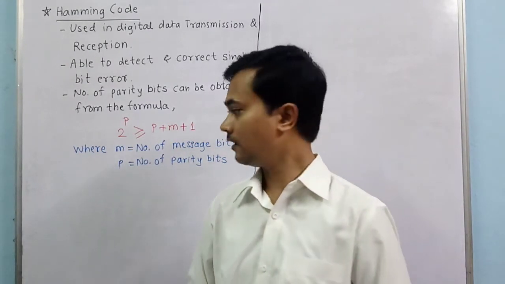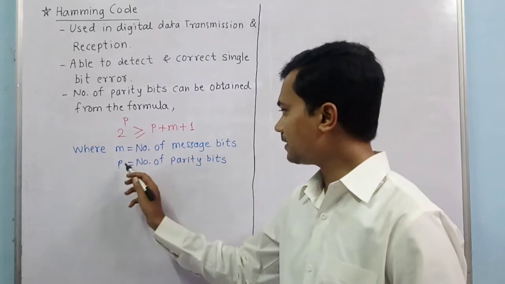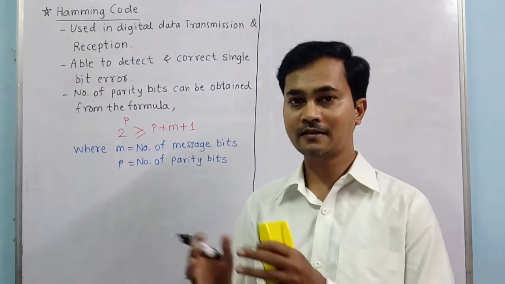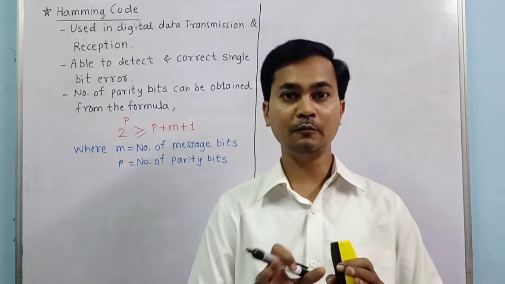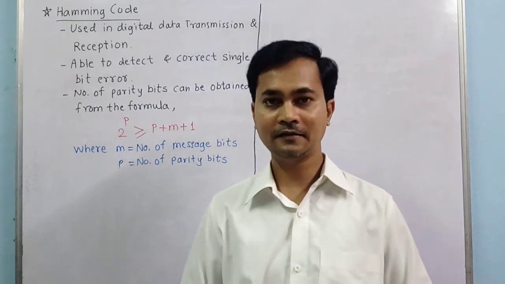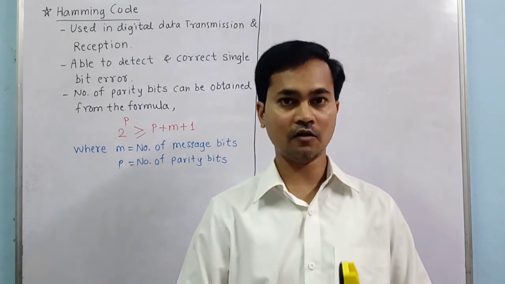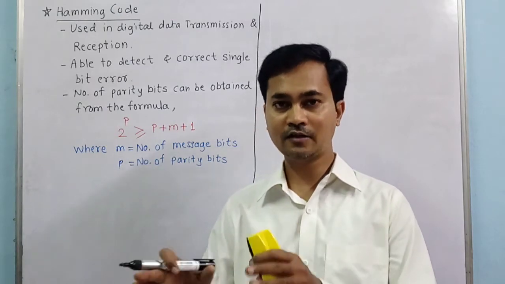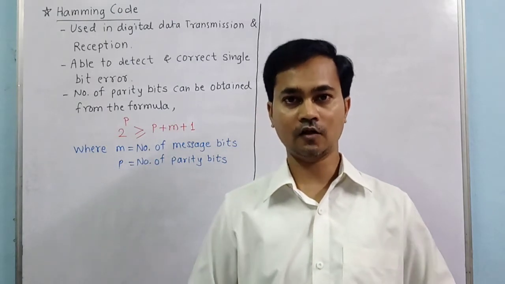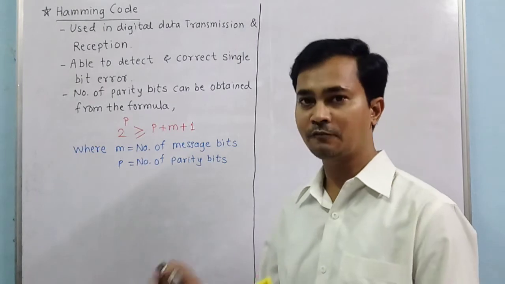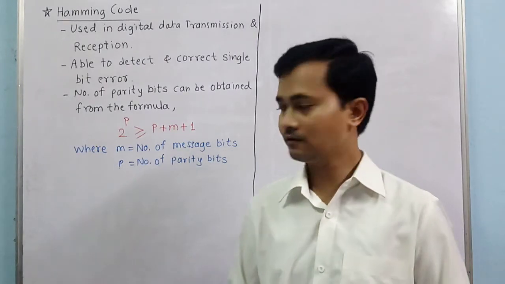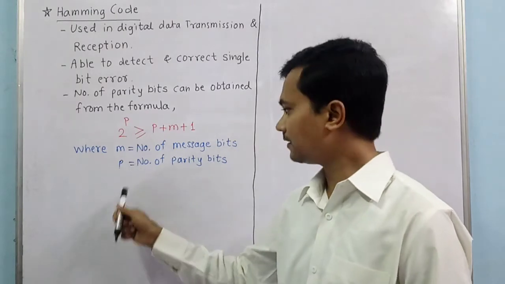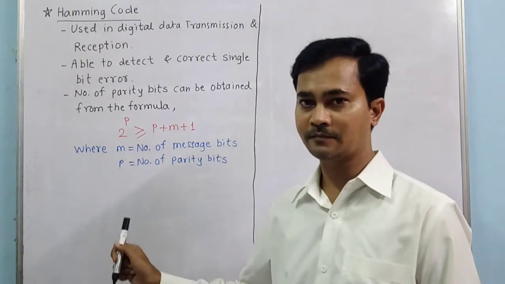So why do we attach the parity bits? The parity bit is used to secure the communication, so the receiver is able to understand or detect whether the received data has any error or not. That's why, to secure the communication, we attach the parity bits along with the message bits.